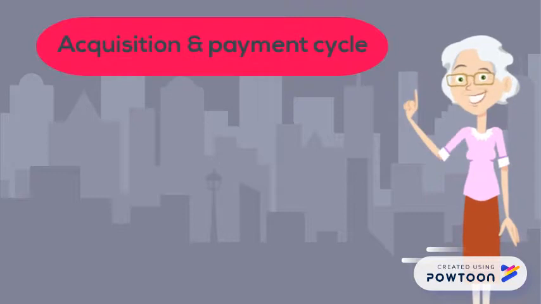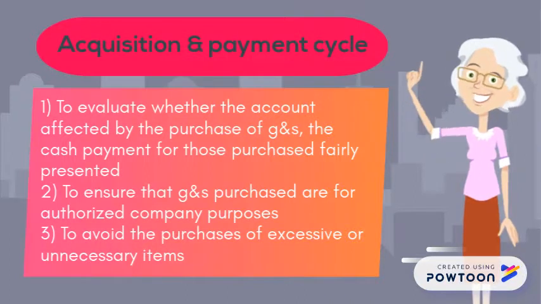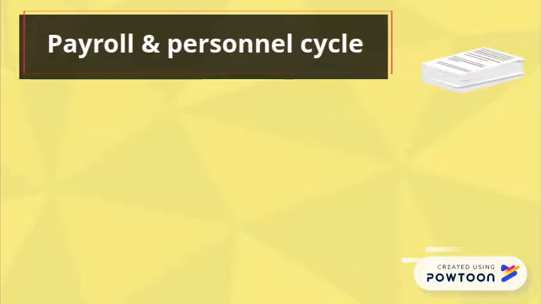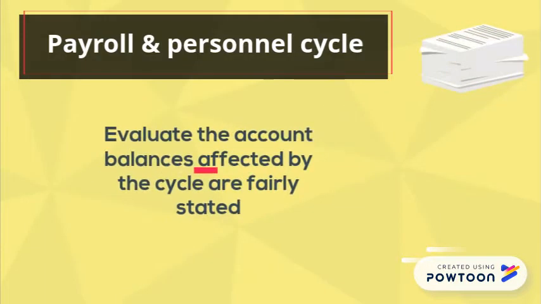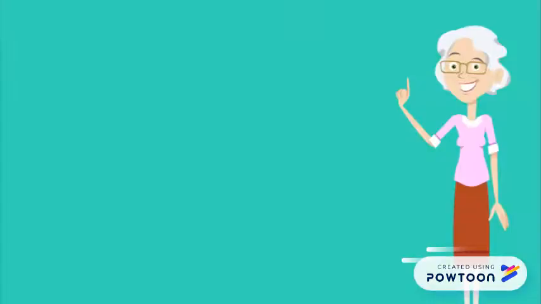For acquisition and payment cycle, first, to evaluate whether the accounts are affected by the purchase of goods and services. Second, to ensure that goods and services are for an authorized company purpose. Third, to avoid the purchase of excessive or unnecessary items. For payroll and personnel cycle, to evaluate whether the account balances affected by the cycle are fairly stated.